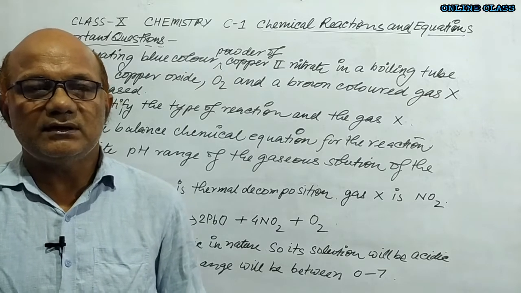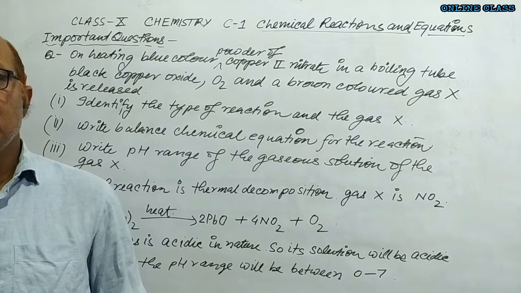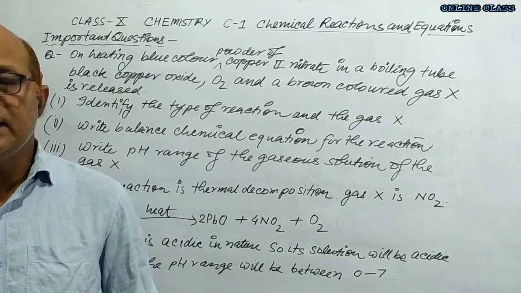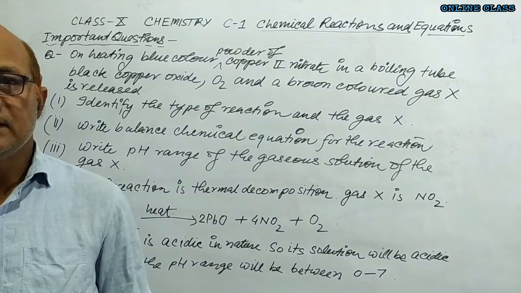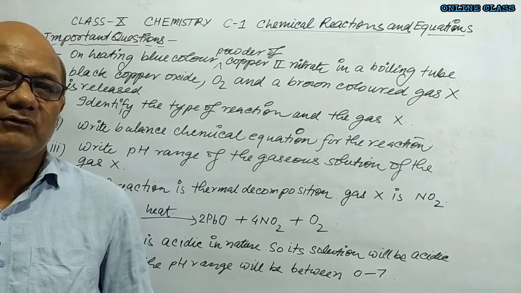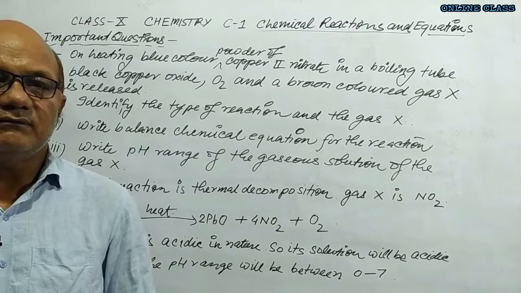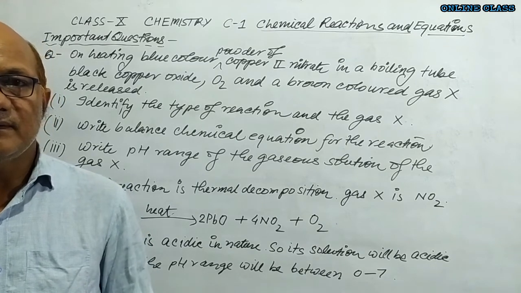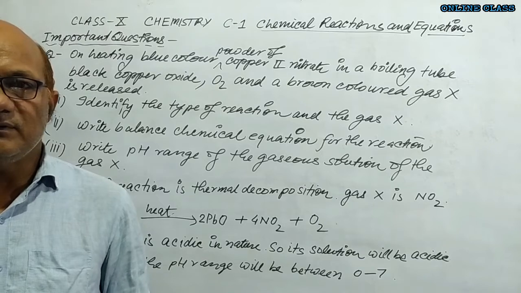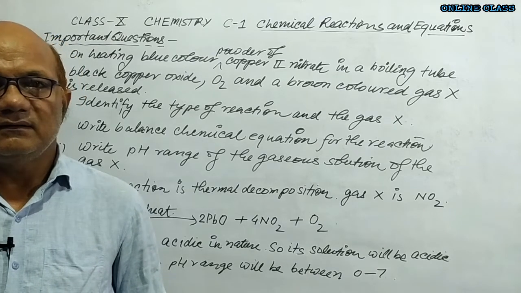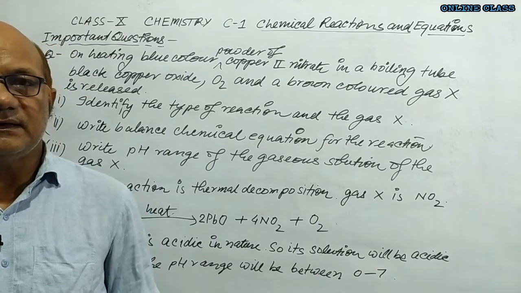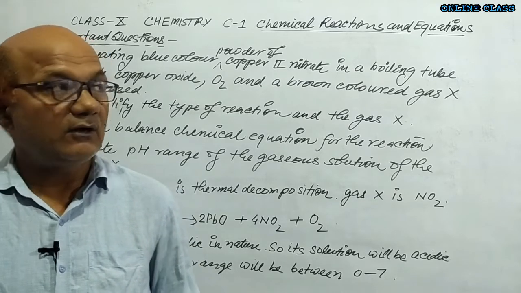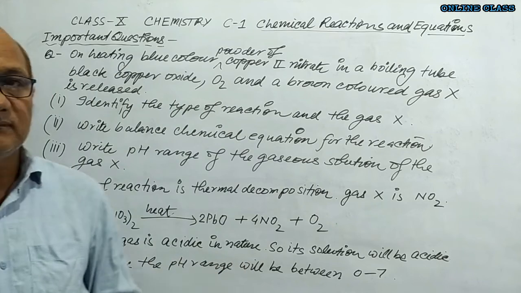Actually, nitrogen dioxide is a non-metal oxide, and so it is acidic in nature, and that's why when it is dissolved in water, the solution will be acidic, and so the pH range should be between 0 to 7, or you can say the pH range should be less than 7. Now you can take a screenshot of this.